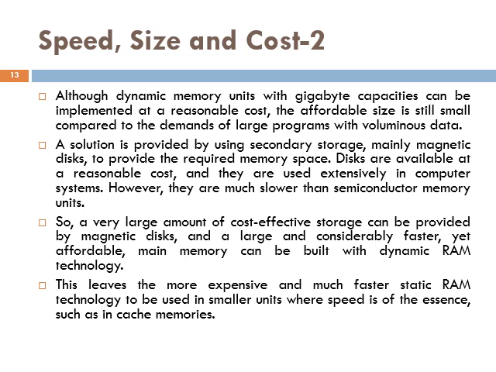However, they are much slower than semiconductor memory units. So, a very large amount of cost-effective storage can be provided by magnetic disks, and a large and considerably faster yet affordable main memory can be built with dynamic RAM technology. This leaves the more expensive and much faster static RAM technology to be used in smaller units where speed is of essence, such as in cache memories.